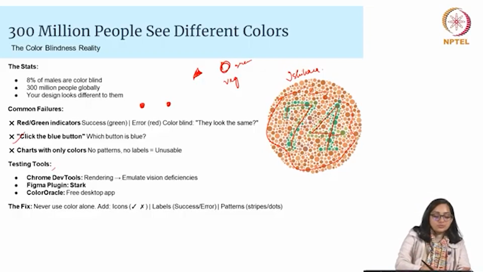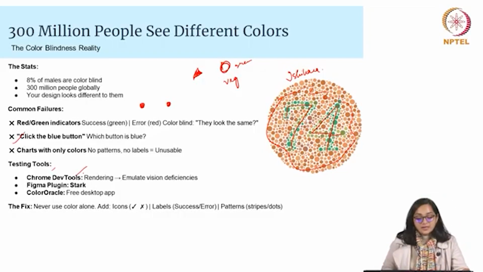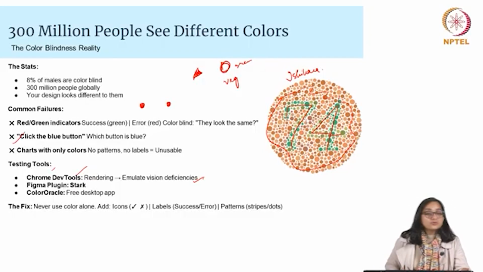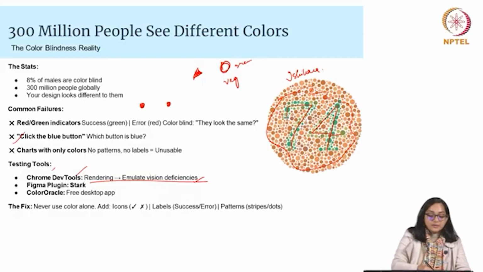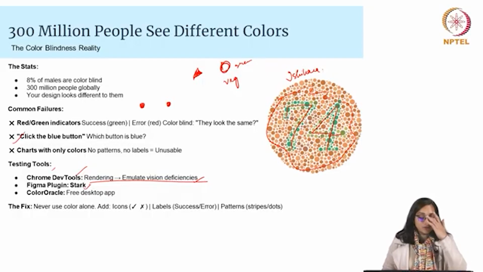Again, testing tools can be your DevTools, rendering, emulate vision deficiency. There is this drop down already. If you go to rendering and select emulate vision deficiencies, it will give you a short report. Then, the Figma plugin Stark is a commonly used plugin. Then there is another app called Color Oracle, which can help you identify color blindness related issues on your product. So the fix is almost always: never use color alone.